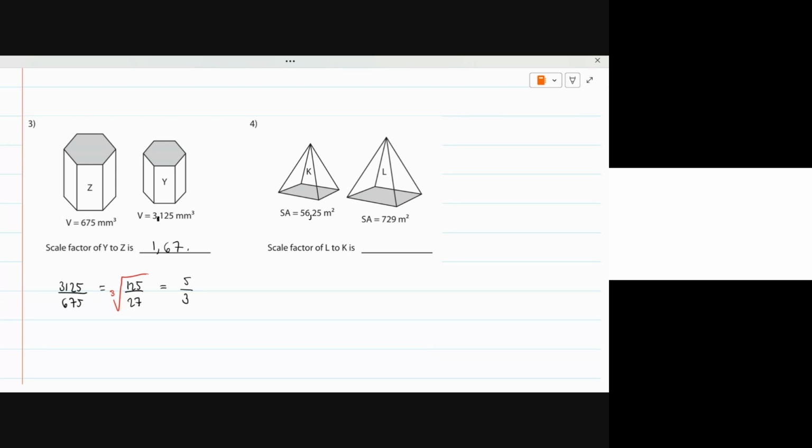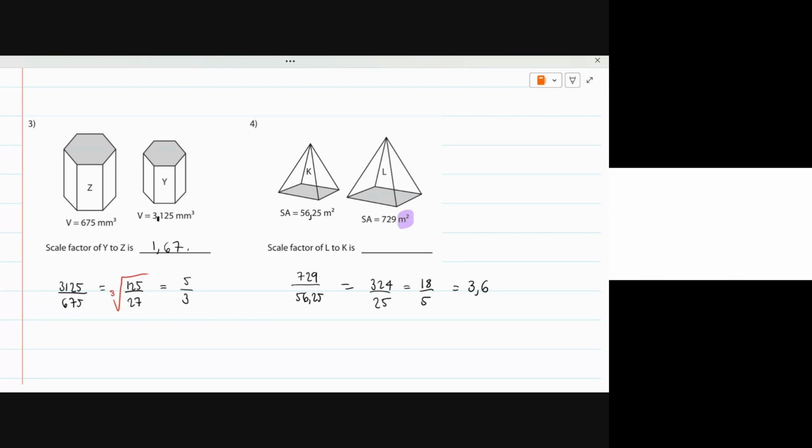All right, on this side, I'm going to get 729 divided by 56,25. So 729 divided by 56,25 will give me 324 over 25. And if I take the square root, because we are squaring on this side, we're using the square, I will get 18 over 5, or if you click SD, you should get 3,6. I don't know where the 6,1 came from. I think it's because you already clicked SD before.